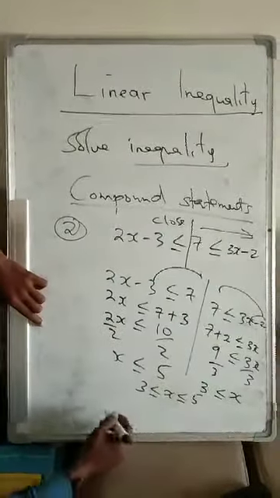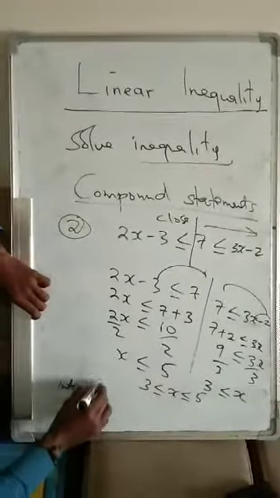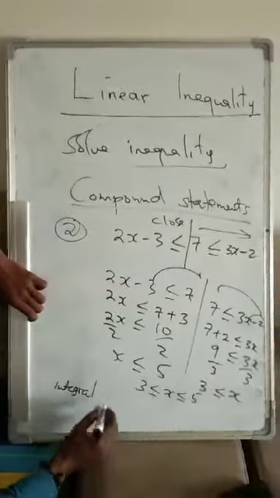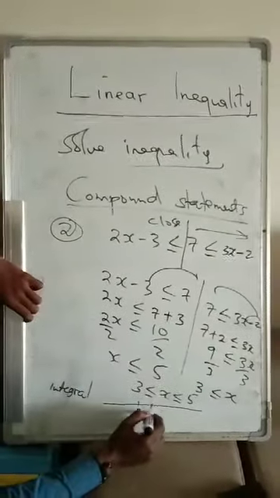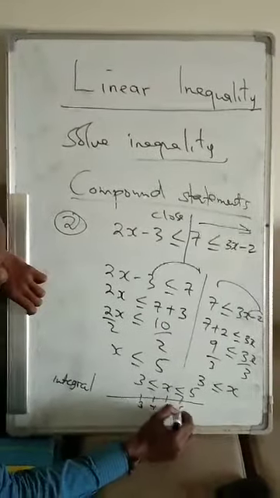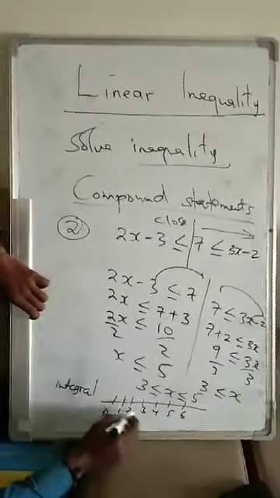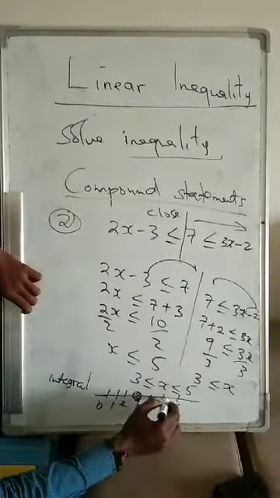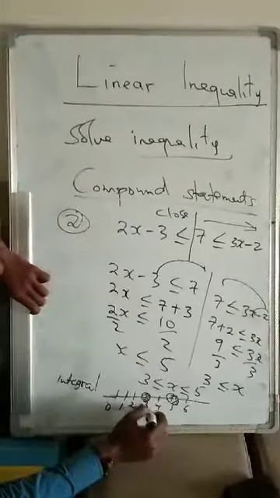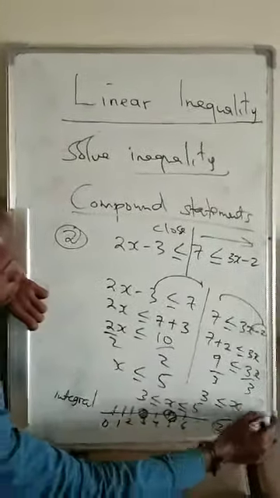Sometimes you can be asked to give the integral values. Integers are just positive whole numbers or negative whole numbers. So in between we have 3, 4, 5, 6, 2, 1, 0. So the numbers that lie between, we have that. Okay, 3, 4, 5. So the numbers 3, 4, and 5.